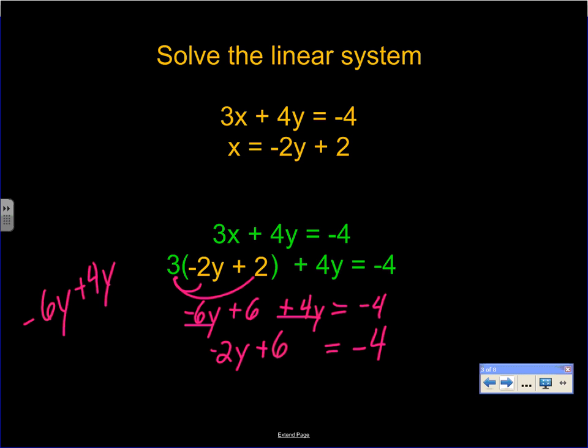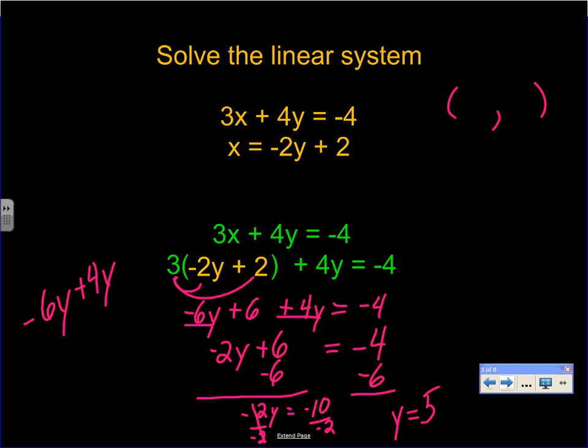All right, how are we going to solve for y? Subtract 6 from both sides. So negative 2y is equal to negative 10, and then we divide both sides by negative 2. Negative 2's cancel, so now y is equal to, what's negative 10 divided by negative 2? Negative divided by negative makes a positive, and 10 divided by 2 is 5. So y is equal to 5.